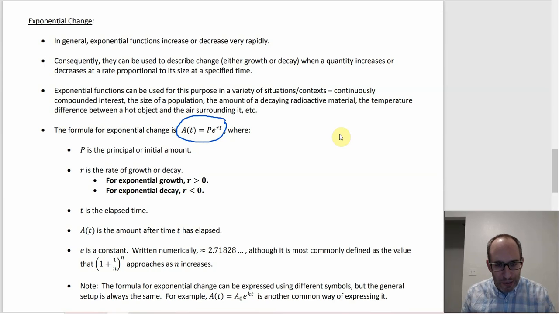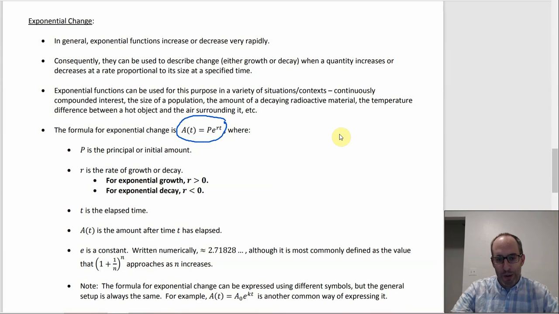Maybe that's why that's the one that's used. R for rate. So that can be the rate of growth or the rate of decay. For growth, you'd have a positive R. For decay, you'd have a negative R. If you have a negative R, then the e to the RT part of it will be less than 1. So then when you multiply by P, you'll end up with less than what you started out with. So that's what a negative exponent will get you.